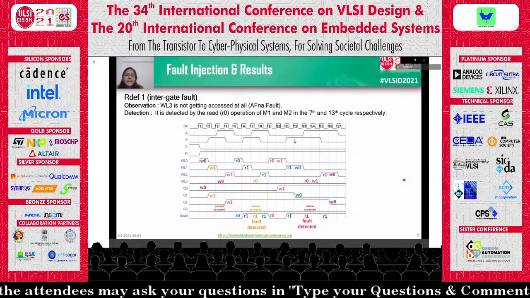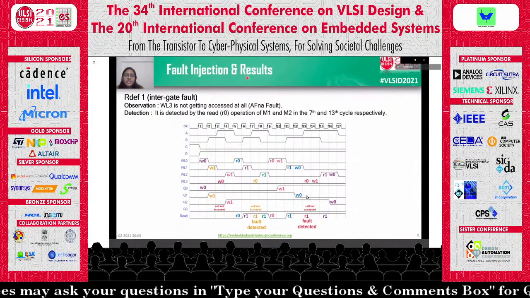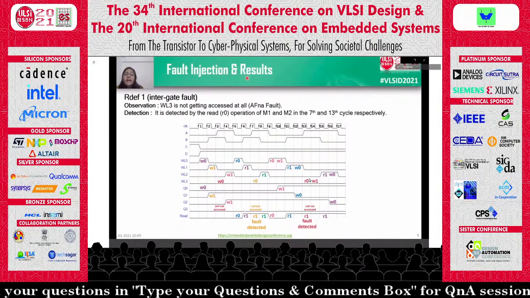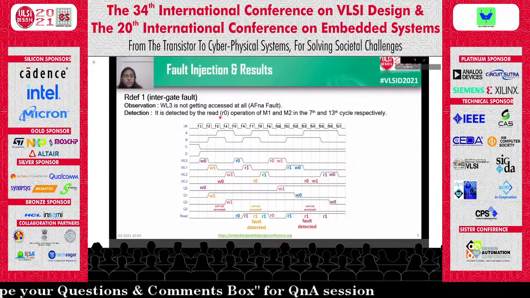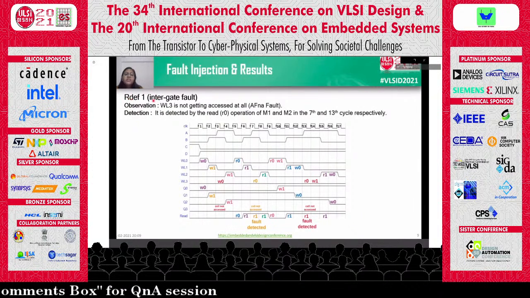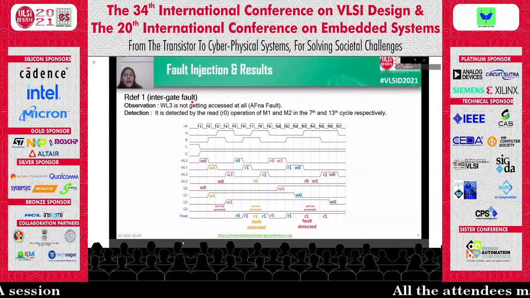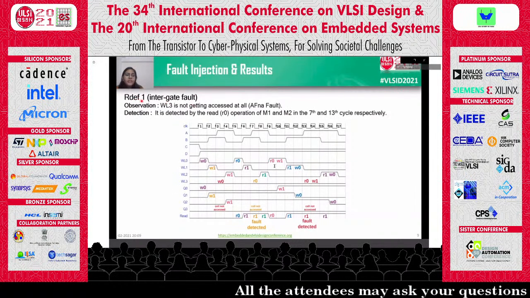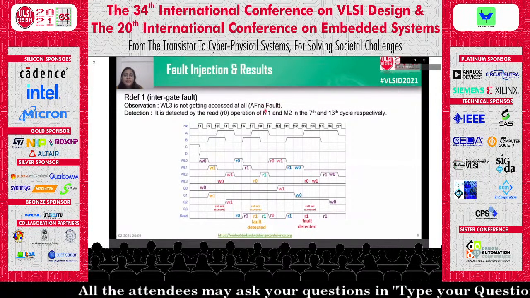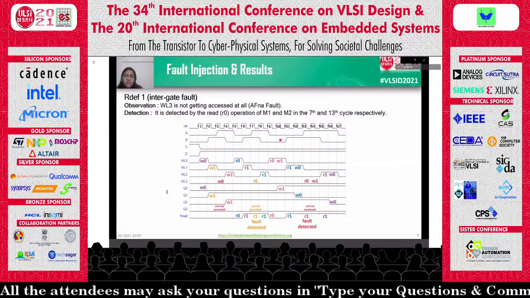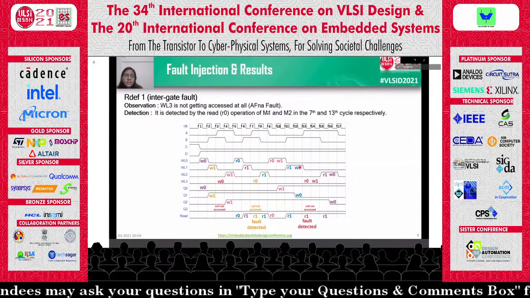Now proceeding to the next slide. Here, fault injection and results: how we are injecting the fault and how we are detecting the fault. I have already told that there are basically 2 types of fault: intergate faults and intragate faults. When we talk about RDF1, as shown previously, it results in intergate faults, and RDF3 results in intragate faults. Because of this RDF1, word line 3 is not getting accessed at all. This is called an AFNA fault. Now I will explain how we will be able to detect the AFNA fault.